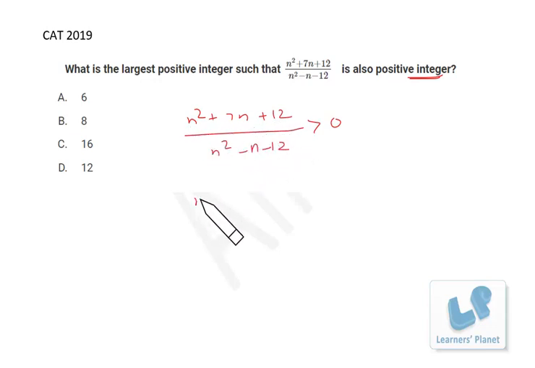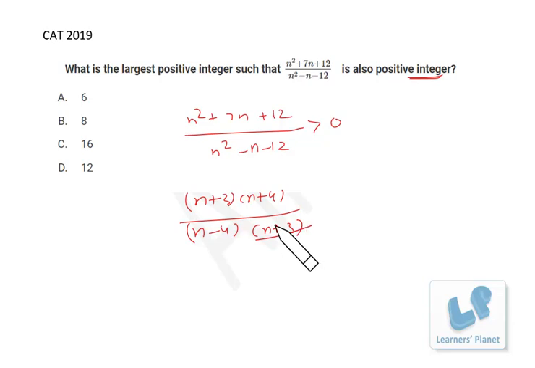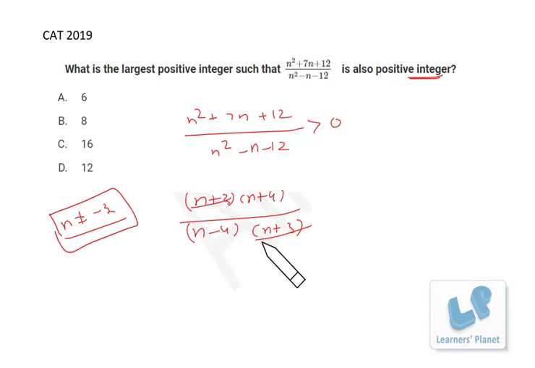So first of all, let's factorize it. Here it is (n plus 3)(n plus 4), and here it is (n minus 4)(n plus 3), right? So n plus 3 and n plus 3 get cancelled, but you have to be very careful: you can cancel n plus 3, but in any case n cannot be equal to minus 3, because then it will be converted to a 0 by 0 form, right?